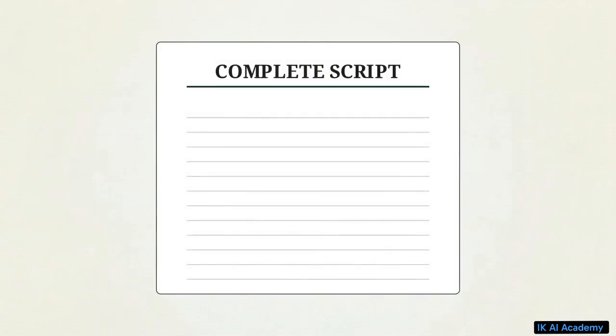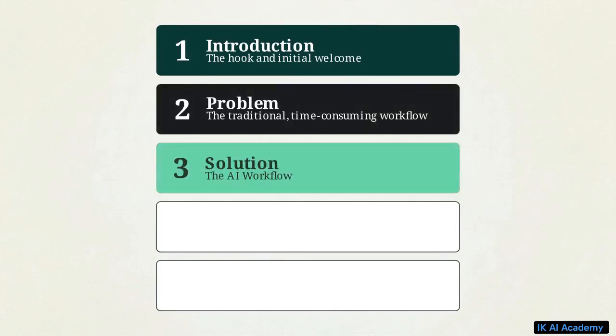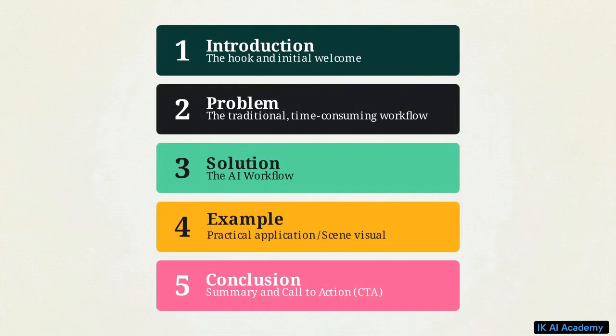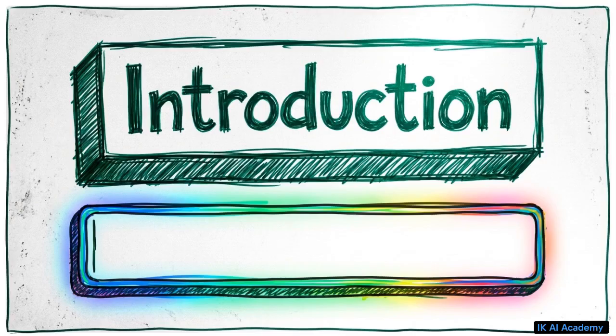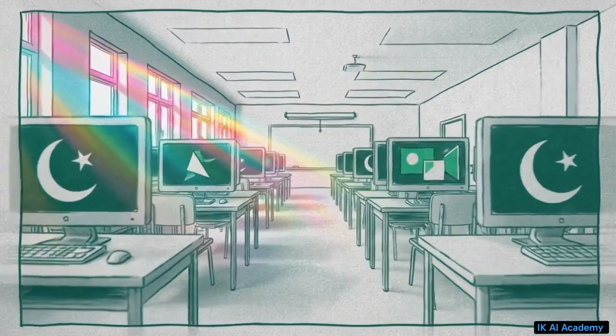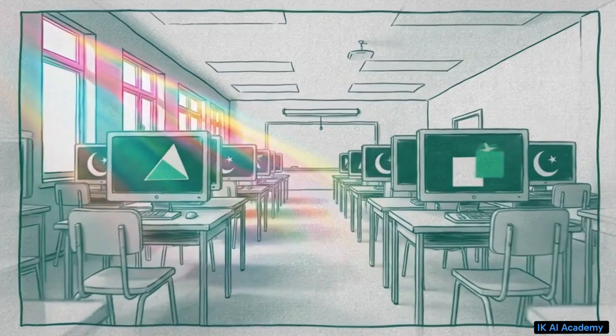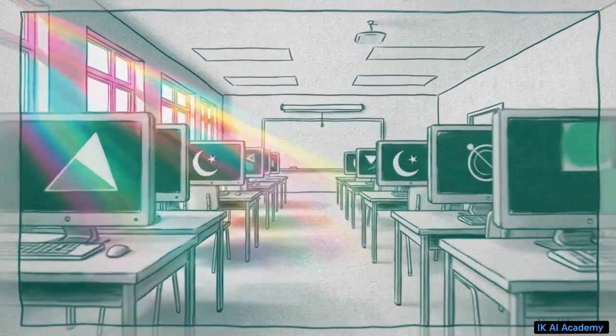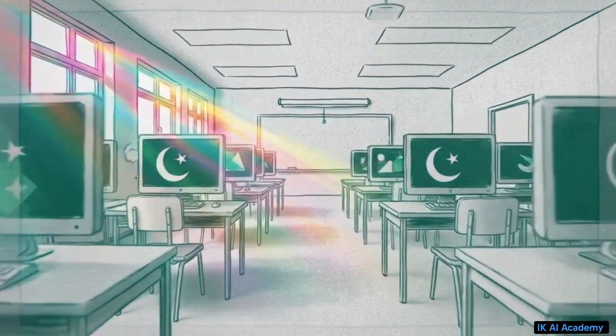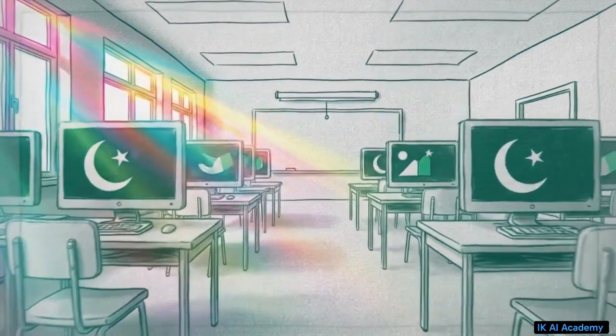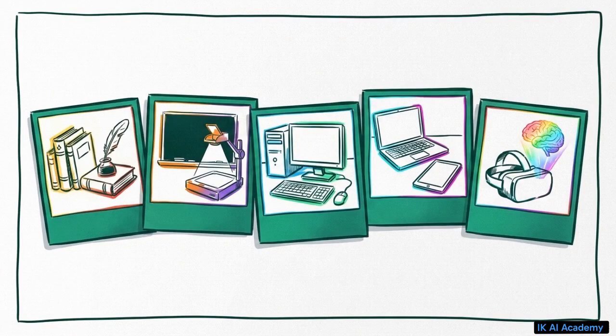Start by slicing your completed script into 5 independent scenes: introduction, problem, solution, example, and conclusion. For the first scene, write a hyper-descriptive image prompt. If the topic is AI education, ask for a modern Pakistani classroom with futuristic digital screens, cinematic lighting, and an ultra-realistic environment. Repeat this specific prompting process for every single scene block. This maintains narrative continuity and turns your text into a visual story.